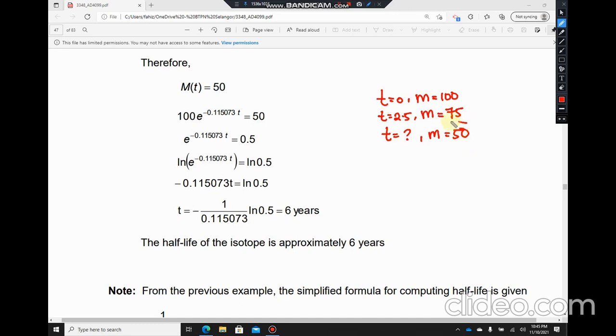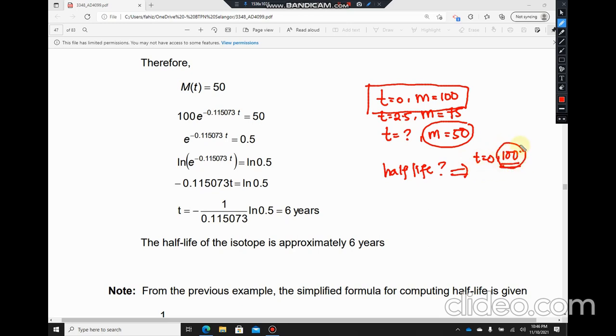Okay, dari mana saya dapat M equals to 50? Dia tak mention dalam soalan when M equals to 50, mass equals to 50, tapi dia just kata half-life. Okay, what is the meaning of half-life? Half-life ni awak kena tengok daripada yang initial. Initial when T equals to 0, the mass is 100. So kalau half-life maksudnya separuh daripada life yang asal.